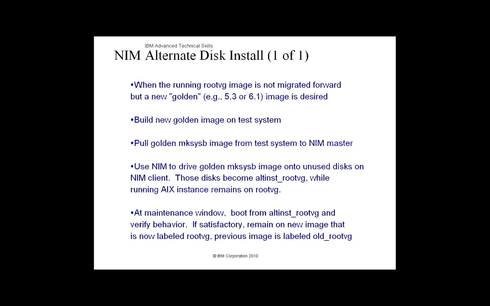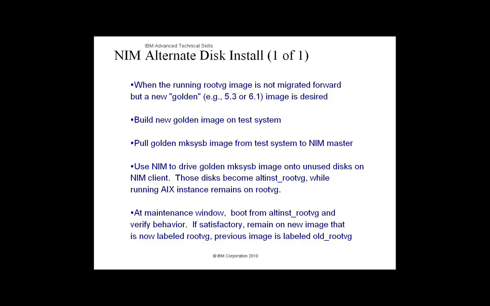Just one slide on alternate disk install. I'm not really migrating the root VG, but I want to preserve it. I build a golden image, a new standard build mksysb image on the test system, and I'll pull that from the test system over to the NIM master. And then I can use NIM to send that mksysb image onto unused disks out in the NIM client. You'll see it in the SMIT menus on the master.